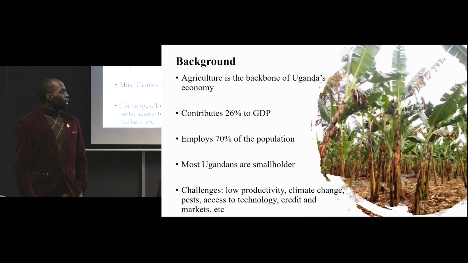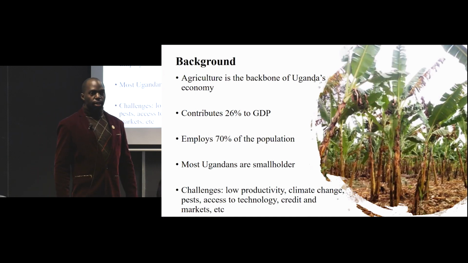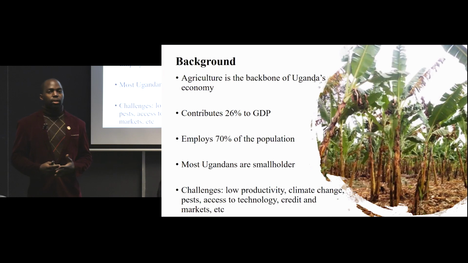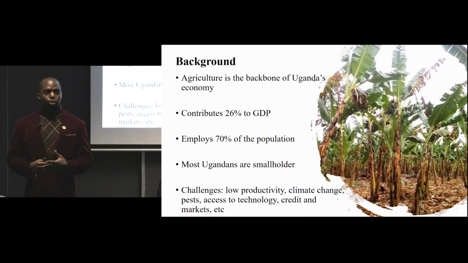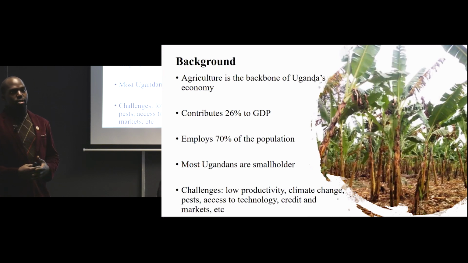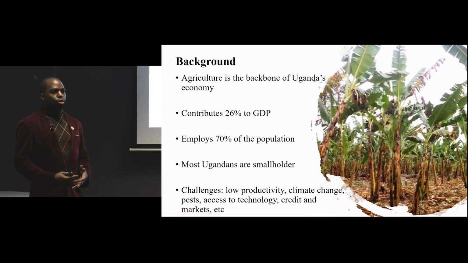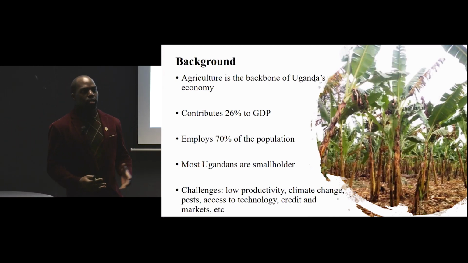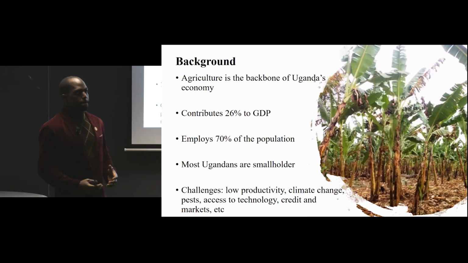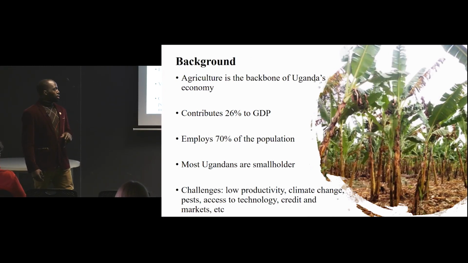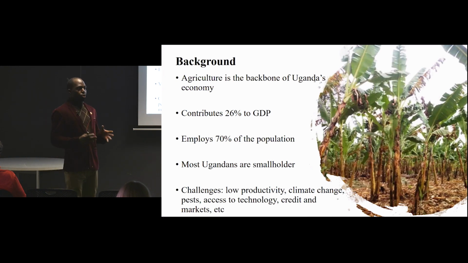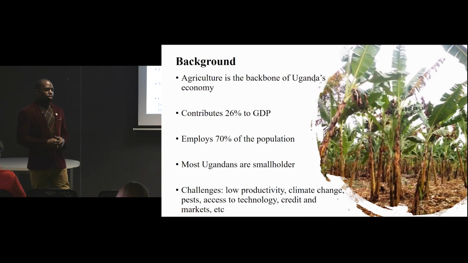Background. I would like to talk a little bit about agriculture in Uganda. Agriculture is still the backbone of our country, Uganda. And as you see, it contributes 26% to Uganda's GDP. Uganda's GDP is, I think, like 24 billion USD, not so big, and agriculture contributes 26% to that. Agriculture also employs approximately 70% of the population of Uganda. Like you saw, Uganda is 40 million, and 70% are agriculturists. Most of these people are situated in rural areas, and they are smallholder farmers.